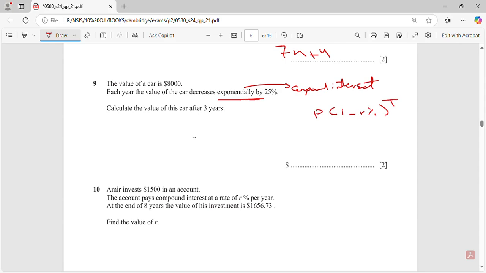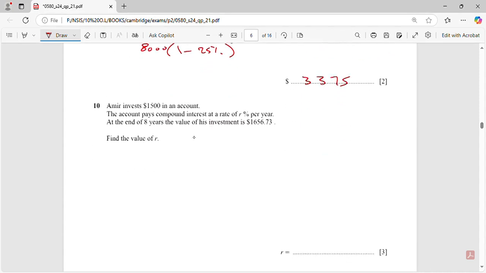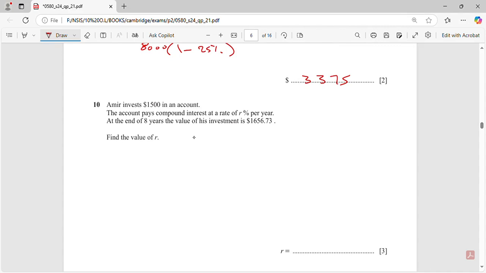t. Now he said to calculate the value of this car after 3 years. So in this condition, I will put 8,000 instead of P. Of course, this is all multiplied by 1 minus the percentage, which is 25%, all to the power 3. Put this all on your calculator. You will figure out that the final answer would be 3375.